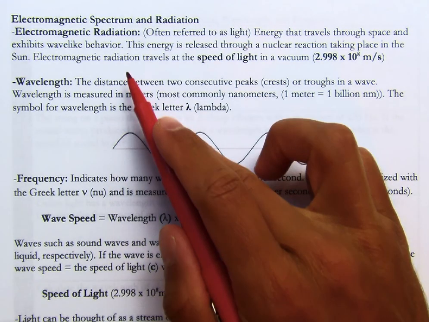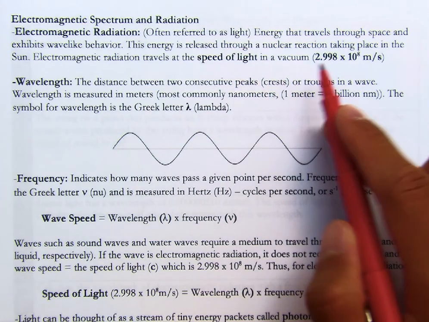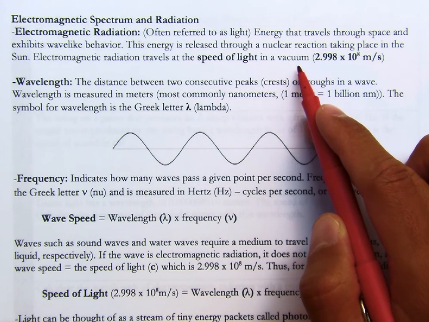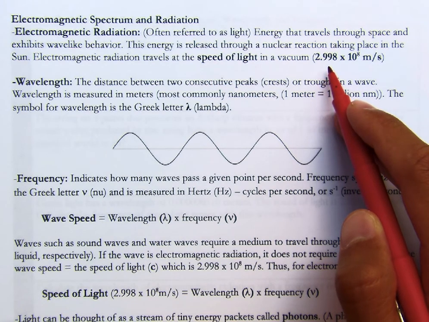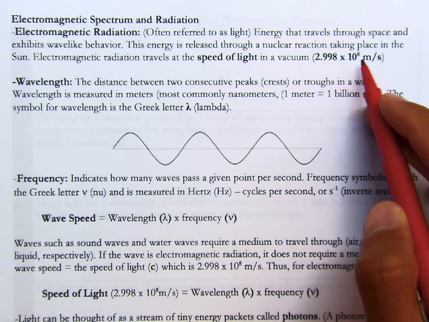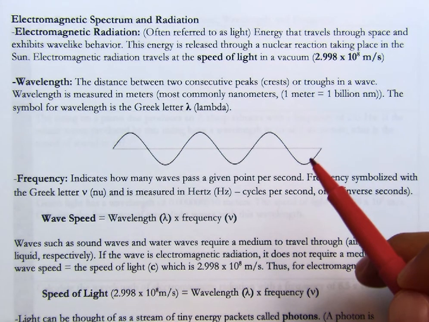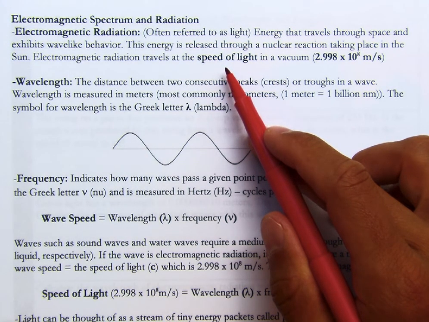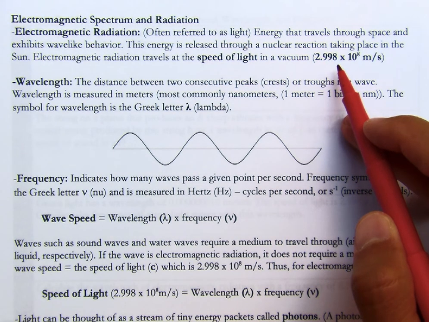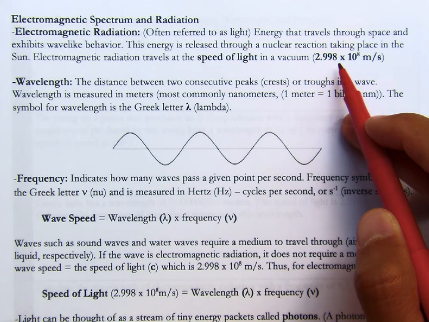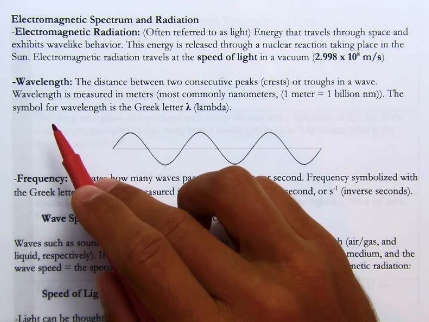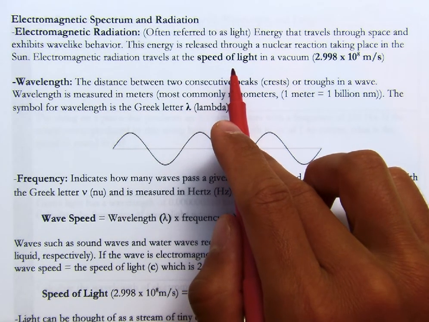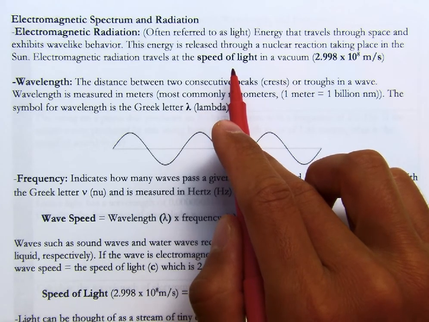But electromagnetic radiation travels at the speed of light in a vacuum. Okay, a vacuum means empty space. And that's pretty close to 3 times 10 to the 8 meters per second, 2.998 times 10 to the 8 meters per second. We'll use that for our speed of light. So in terms of types of electromagnetic radiation, we'll see in a minute, you could have visible light, you could have X-rays, you could have radio waves. Those are all electromagnetic radiation, and they all travel at the same speed, the speed of light, which is a constant in a vacuum. The speed of light will differ if the light is traveling through a gas or a liquid or a solid.